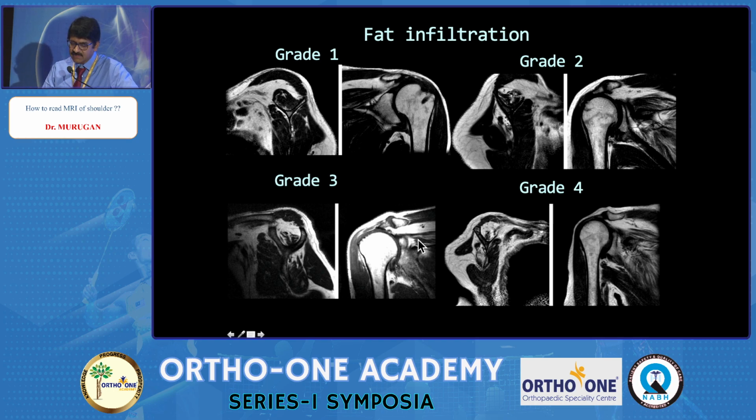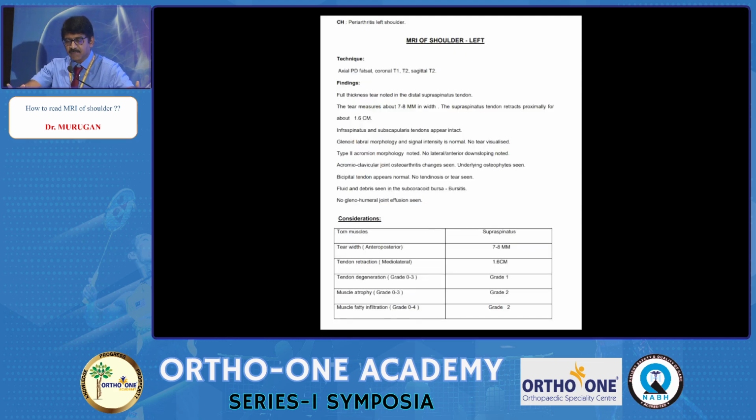So all these white streaks are fat. So this is equal fat and muscle, grade 3. Grade 2 is some streaks and grade 1 is minimal. This is how we assess muscle fat infiltration. So finally, the report is given like this in a simplified manner after describing everything.